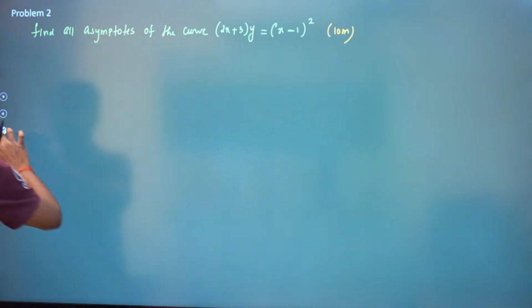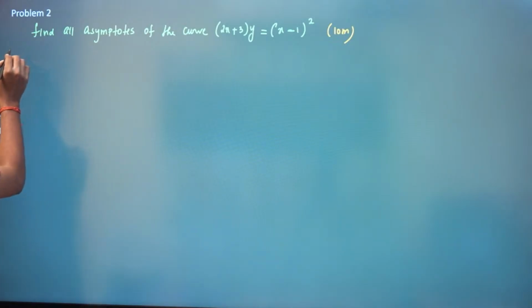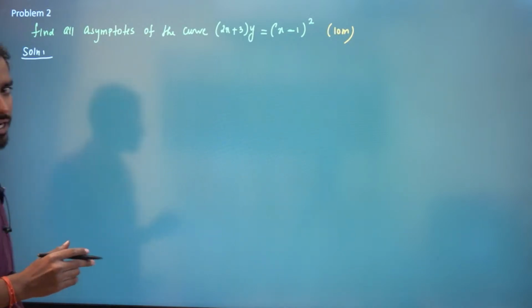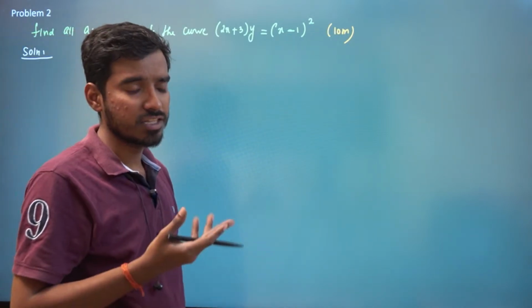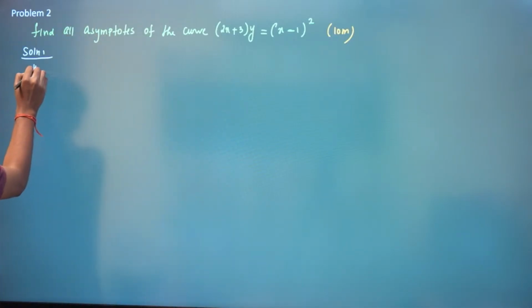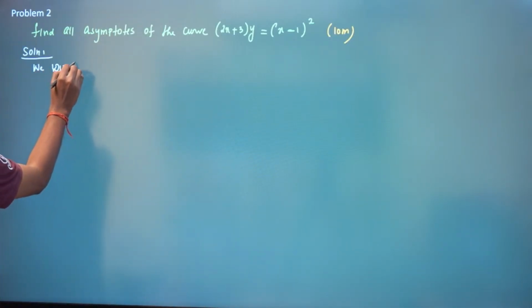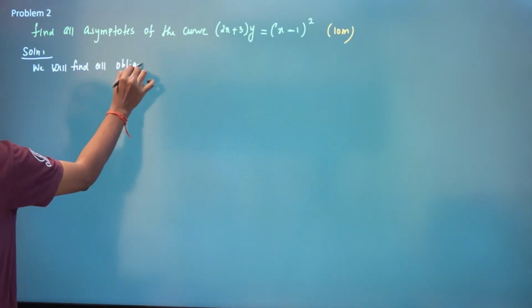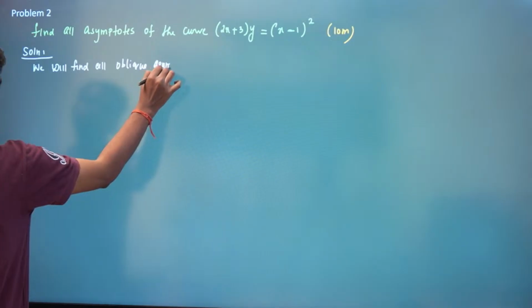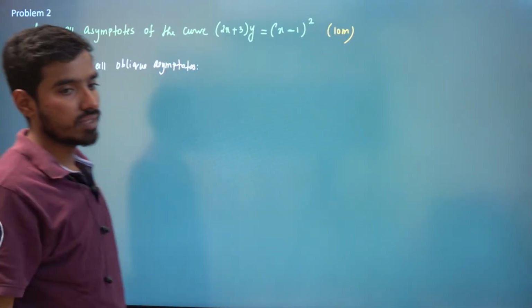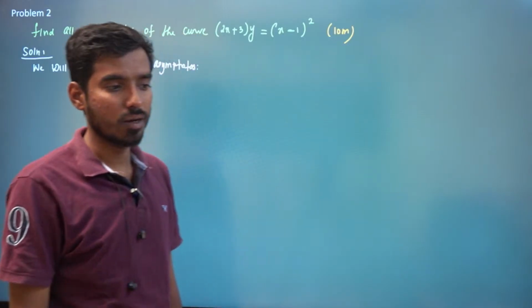So first what we'll do is we will find all oblique asymptotes, that is, asymptotes that are not parallel to the x-axis or y-axis. Again, very simple. There is a method to find it. I'm not going to elaborate that method, but I'll just give you an idea of how to find oblique asymptotes.